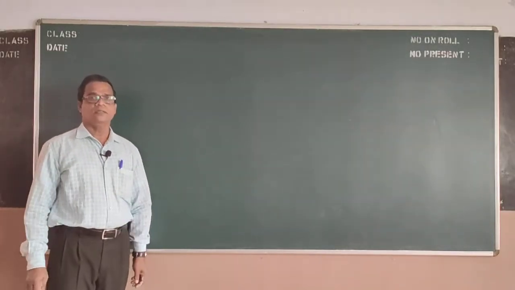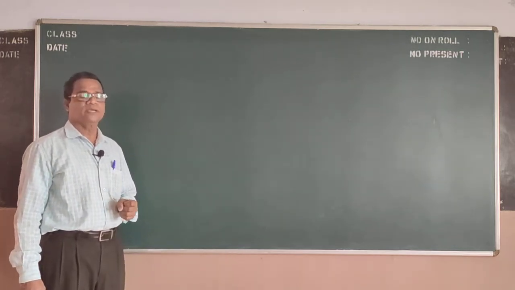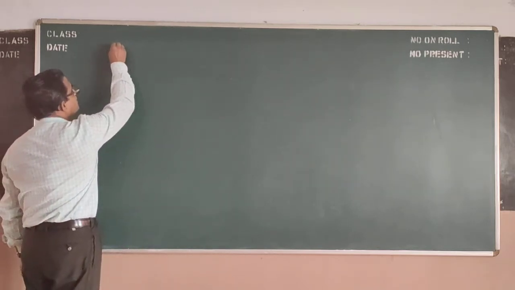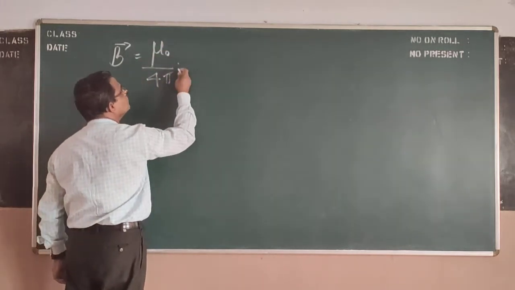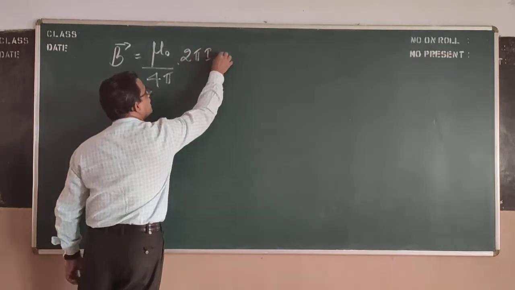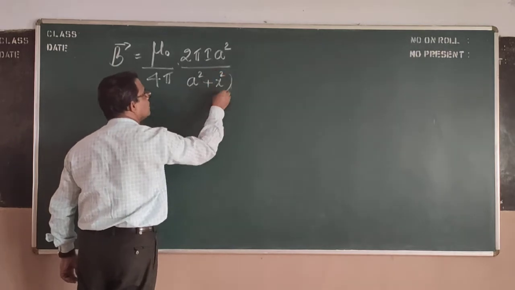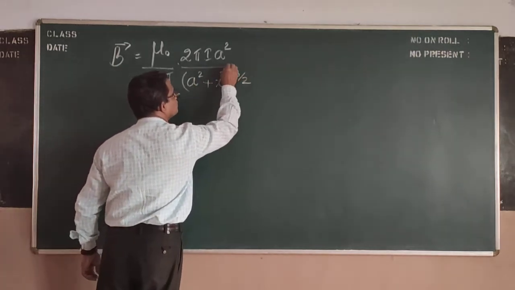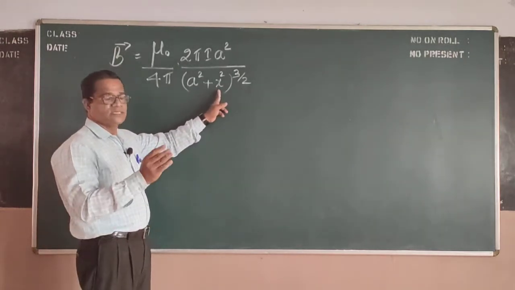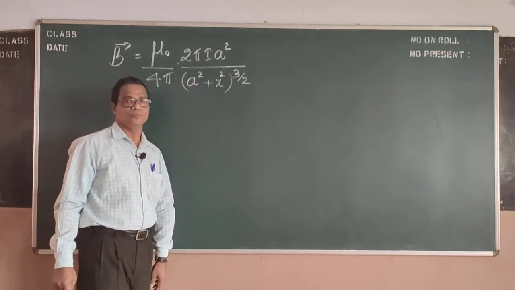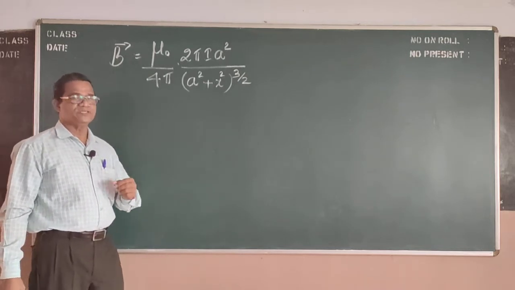We found that the magnetic field at a point on the axial line of a circular loop carrying current is given by B equal to mu 0 by 4 pi into 2 pi I a square divided by (a square plus x square) all raised to 3 by 2, where x is the axial distance from the center of the loop and a the radius of the loop. Now here we have to consider two special cases.